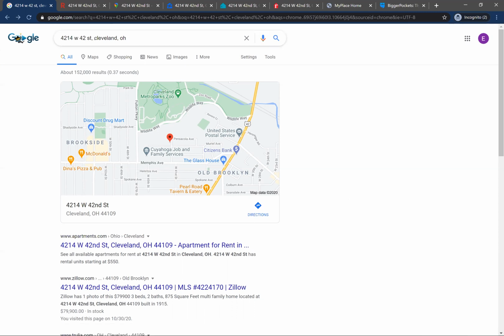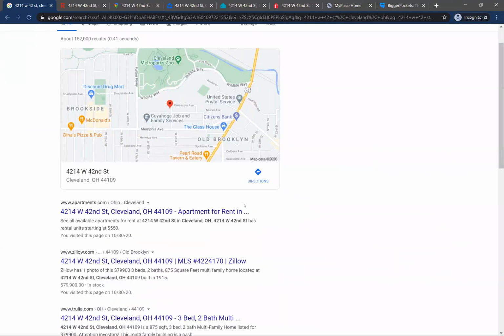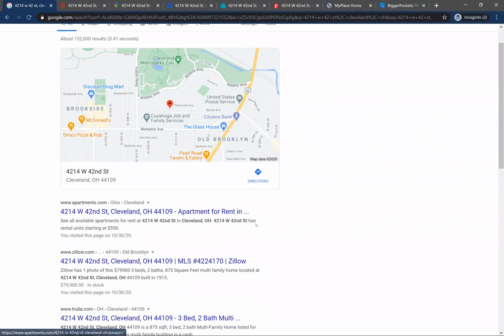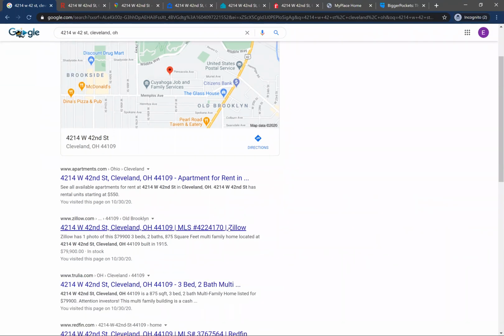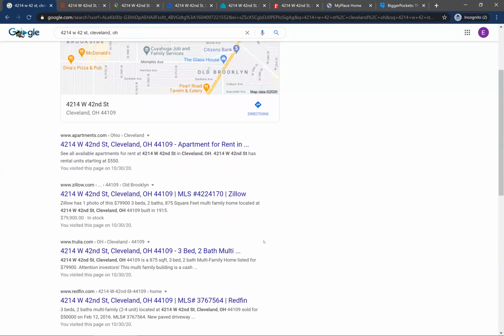The property address is 4214 West 42nd Street, Cleveland, Ohio. So what I did actually, in Google, I will just search with the address. You will get a lot of links, and we will use a few of the links to get started. We already got a Google Maps link. Then the second one is apartments.com. We can see there is Zillow, Trulia, Redfin, and also realtor.com. So we will use multiple sites to analyze multiple items for this rental property.